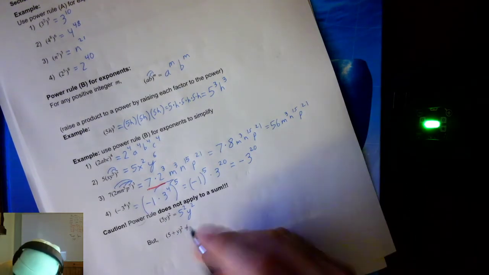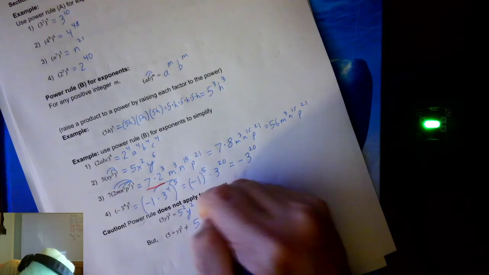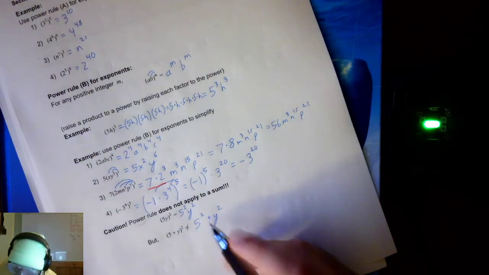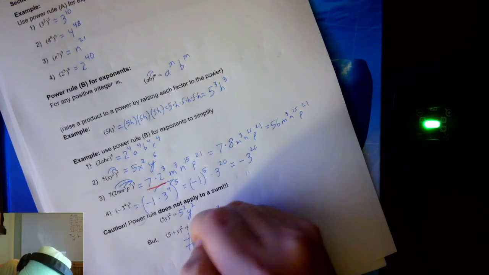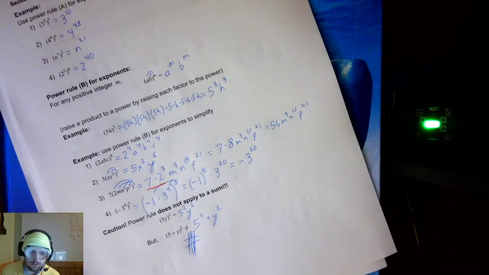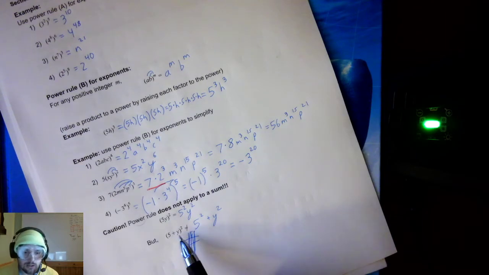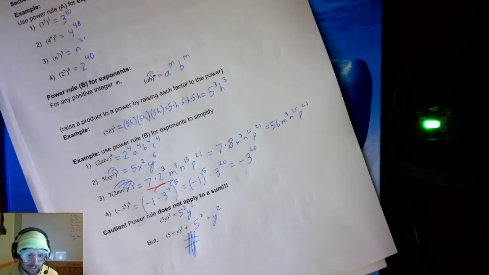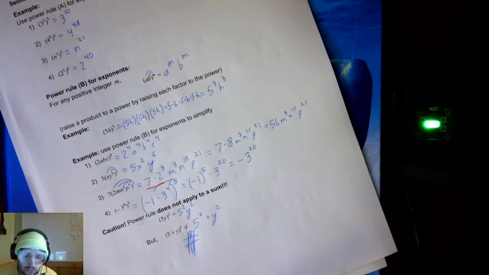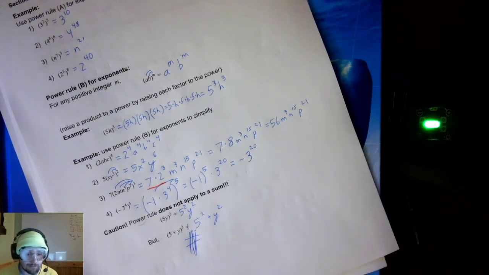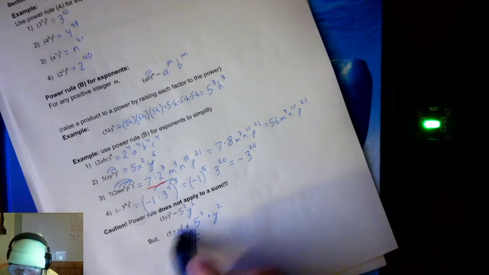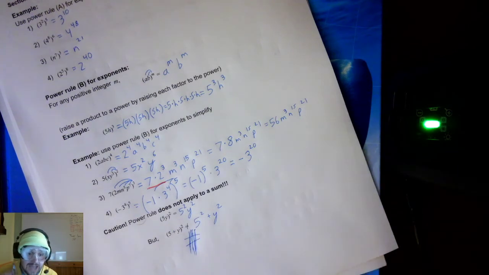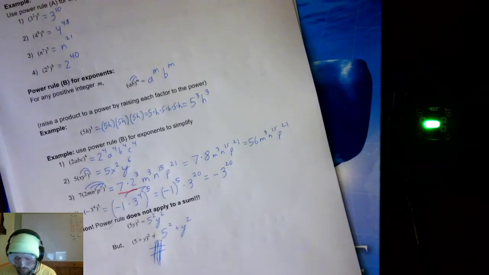But 5 plus y squared is not, I repeat, is not equal to 5 squared plus y squared. This is not equal. Sums, addition, and subtraction do not play nicely with exponents. Whenever you see plus signs and exponents in the same problem, you should immediately be cautious, because most likely there is no shortcut you can use to solve the problem. Here, I cannot shortcut this by distributing the exponent to both. They are not going to be the same thing. So be careful of that.